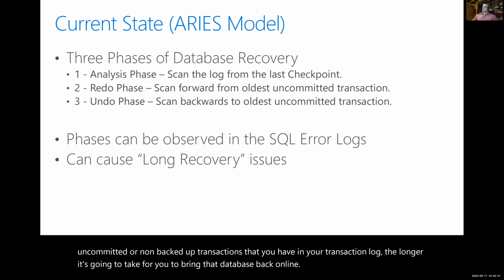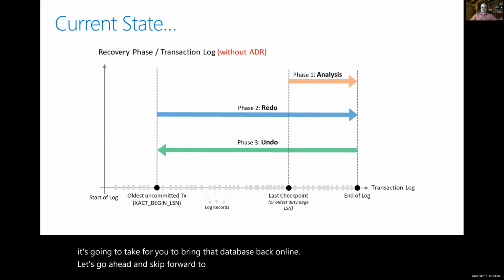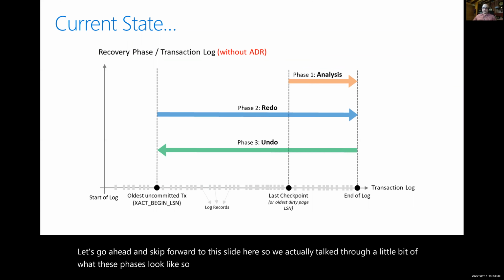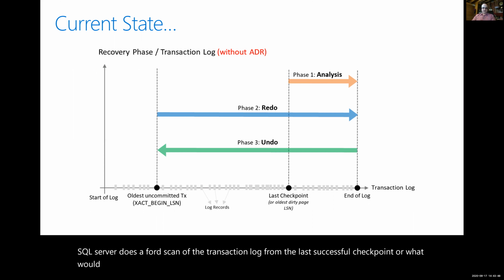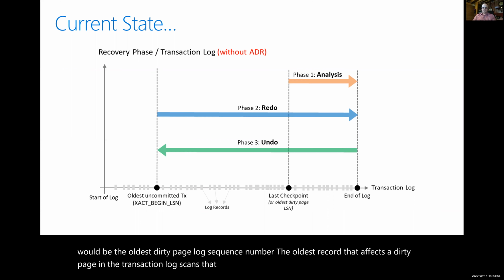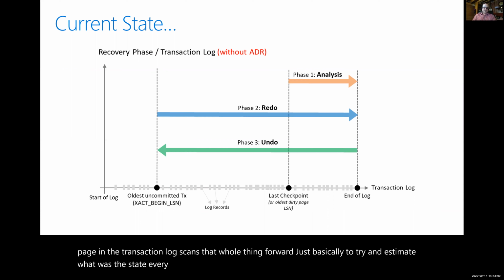Let's go ahead and skip forward to this slide so we can talk through what these phases look like. In the analysis phase, SQL Server does a forward scan of the transaction log from the last successful checkpoint, or the oldest dirty page log sequence number, the oldest record that affects a dirty page in the transaction log. It scans that whole thing forward to estimate what state every transaction was in at the time SQL Server was stopped, or the database was taken offline.